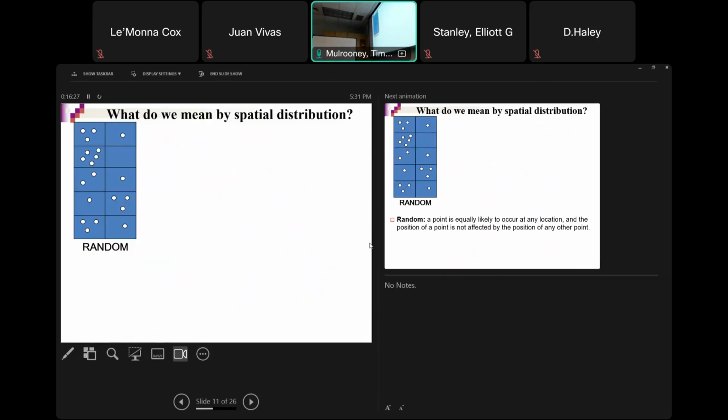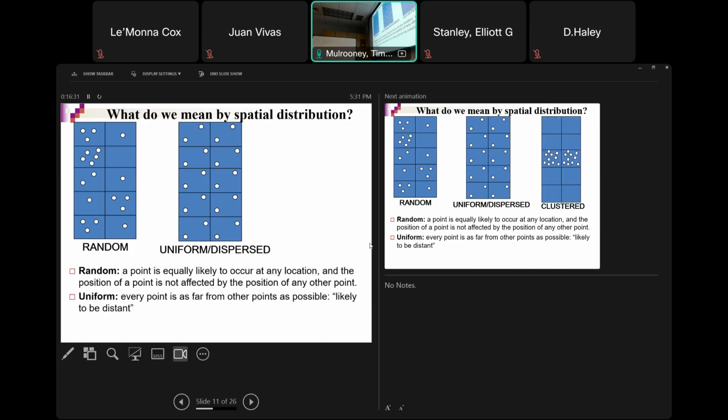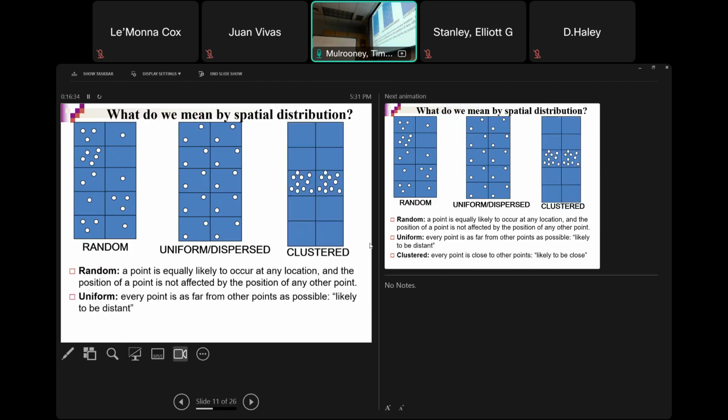Because when we look at spatial distribution, we see random, we see uniform dispersed, and we see clustered. Now, with clustered and dispersed, there's intentionality. So random is likely to occur at any location. So we might have high values over here.